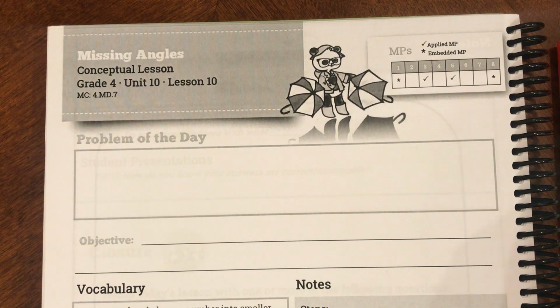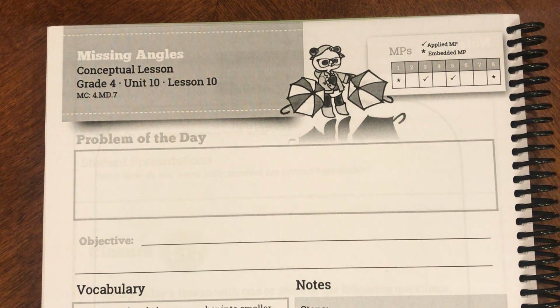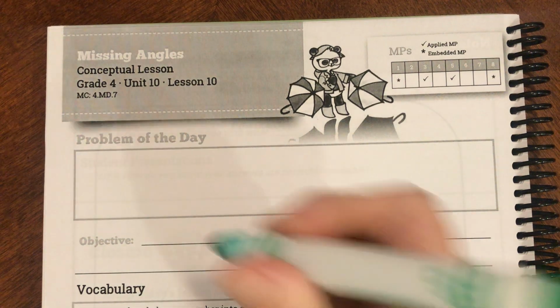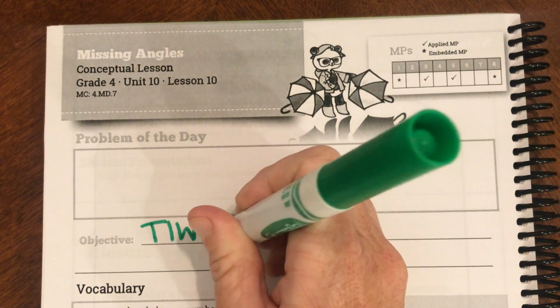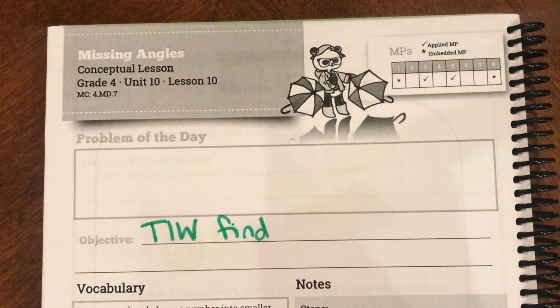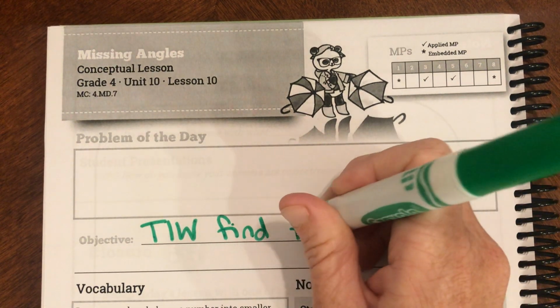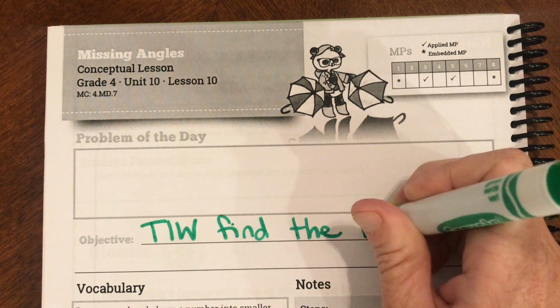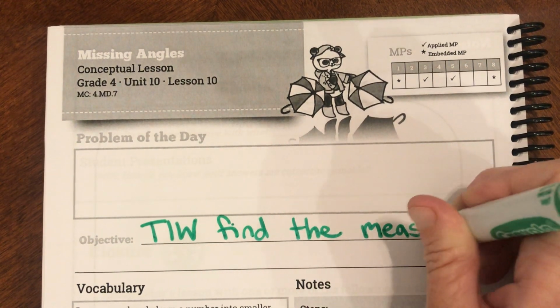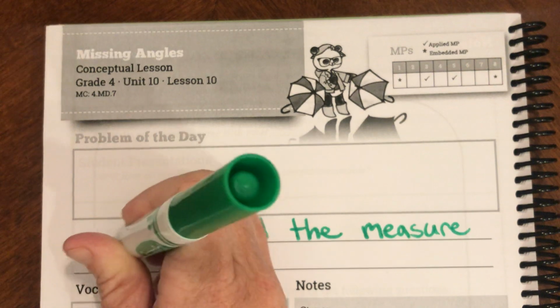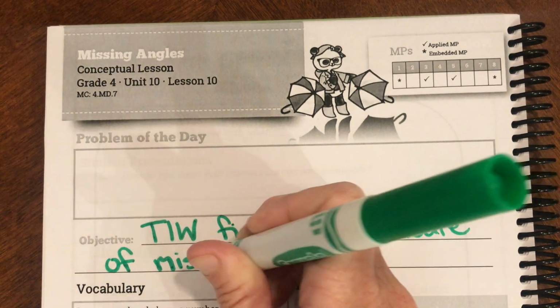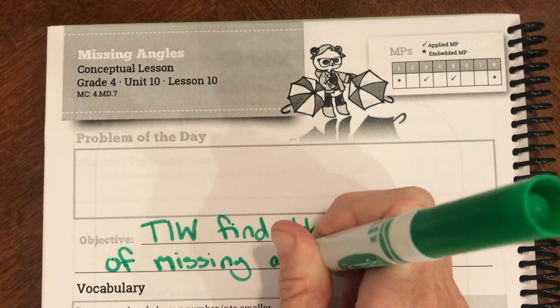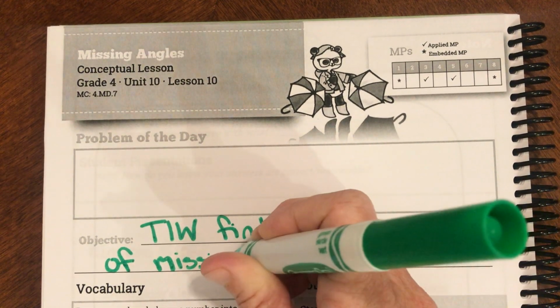We are on page 213 of your student journal, and our objective or our goal today is: I will find the measure of missing angles, period.